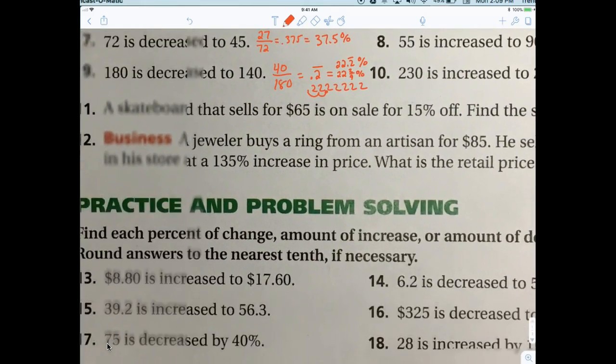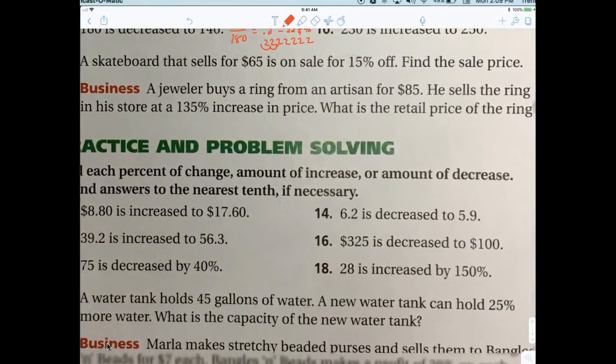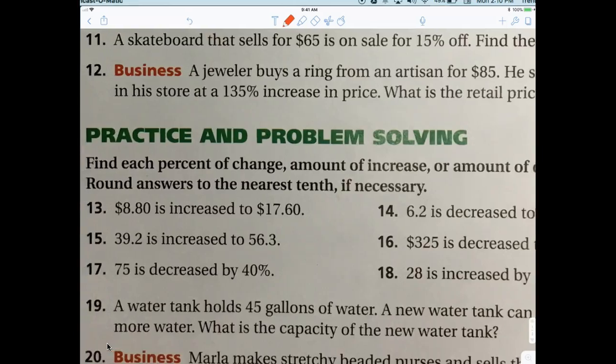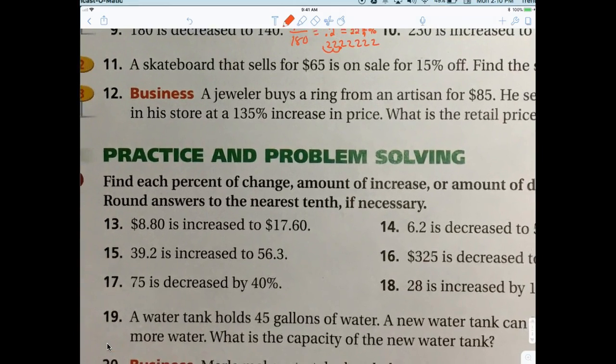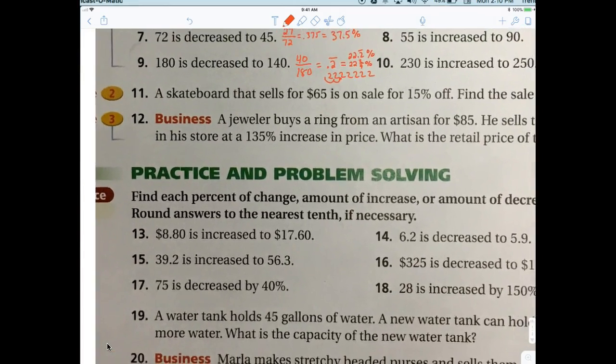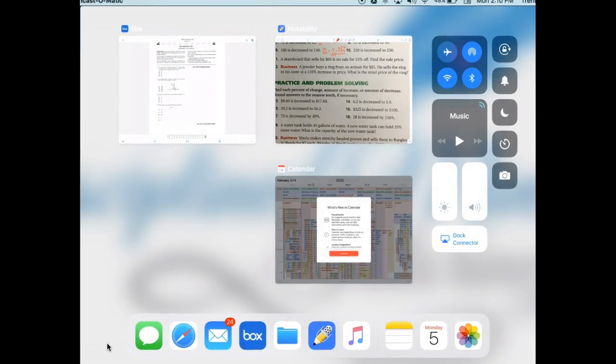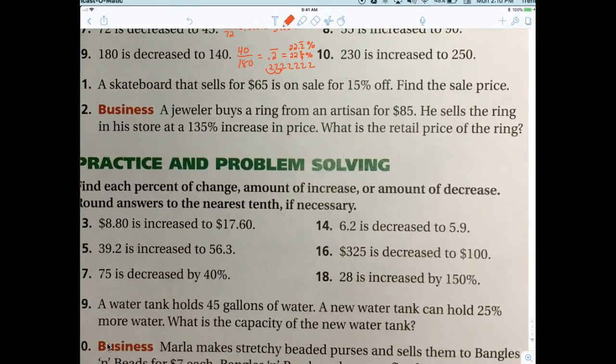I want to do number 11 now. Chloe, I want you to read it to me, and then tell me your thoughts. Go. The skateboard. A skateboard that sells for $65 is on sale for 15% off. Find the sale price.